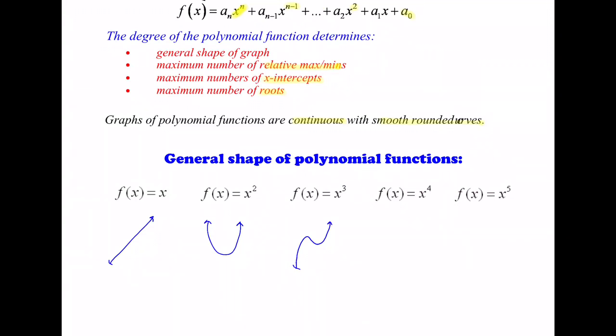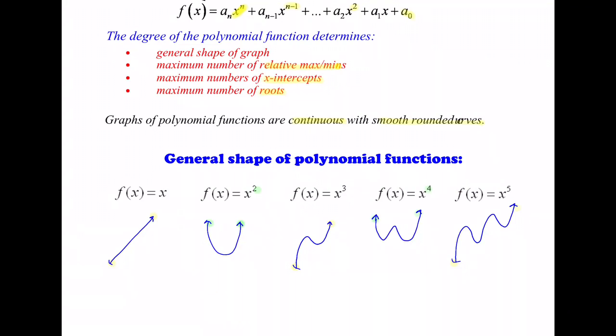X to the fourth could potentially look like a quadratic, or it could look something like this where there's multiple curves going on there. But you can see it starts and ends in the same direction. And x to the fifth will look similar to a cubic, but once again you might see a couple extra things going on in there. But once again, when you look at your odd degrees, x, x cubed, and x to the fifth, look how they all start and end in opposite directions. Whereas if you look at the x squared and the x to the fourth, the even degrees, they start and end in the same direction.